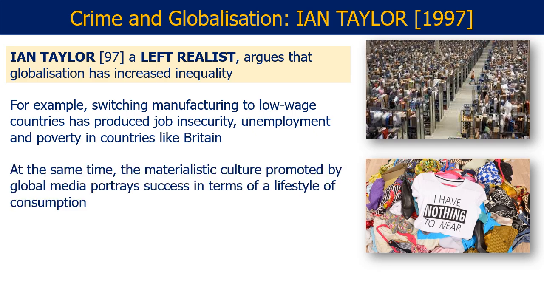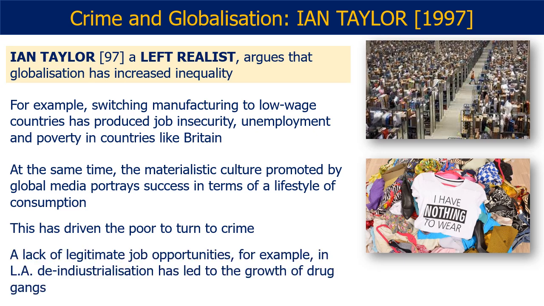has disappeared. At the same time, the materialistic culture promoted by global media portrays successful lifestyles in terms of a lifestyle of consumption. The more things that we have, the more stuff we have, can be seen as what is aspirational. And as we've seen before, this has driven the poor to turn to crime. When we studied strain theory, we looked at this idea. The lack of legitimate job opportunities, for example, in Los Angeles, the deindustrialization of a city, of a country as well, has led to the growth of drug gangs, where making money is only achievable through illegitimate means.